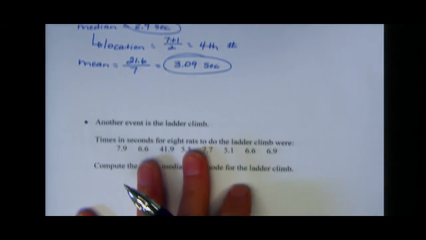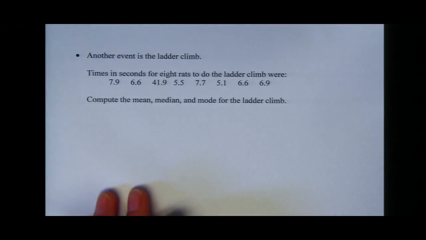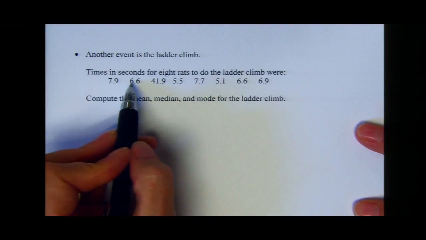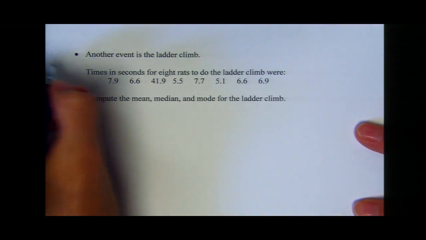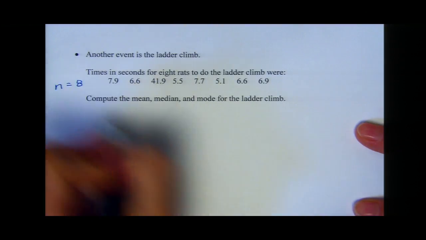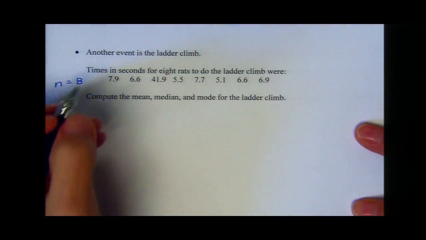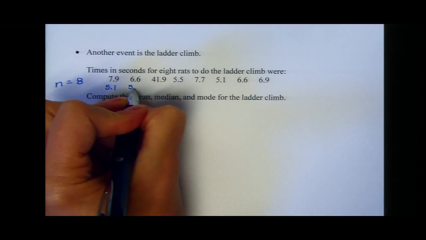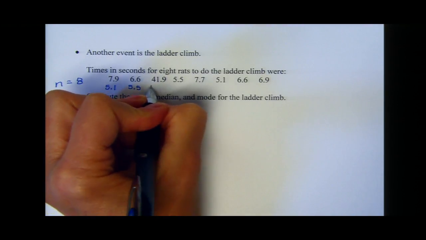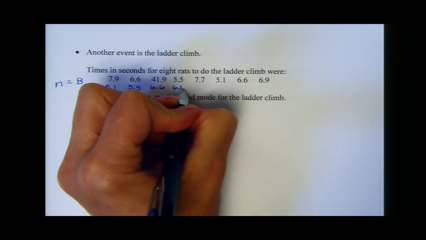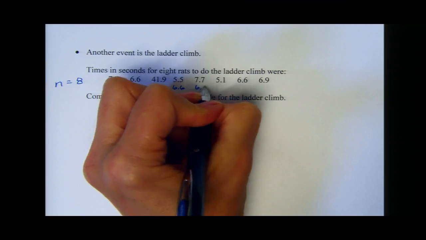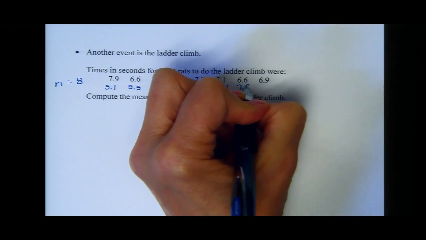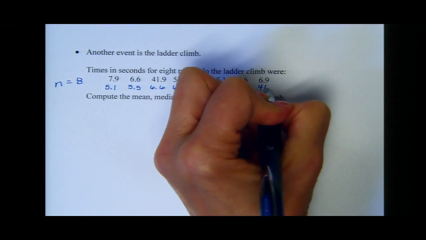We come down here, and now those little rats are going to be climbing a ladder. And so once again, it's in seconds. 1, 2, 3, 4, 5, 6, 7, 8. Now we have 8 rats that climb the ladder. And again, I'm going to put these numbers from smallest to largest. So 5.1, 5.5, 6.6, 6.6, 6.9, 7.7, 7.9, wow, 41.9.